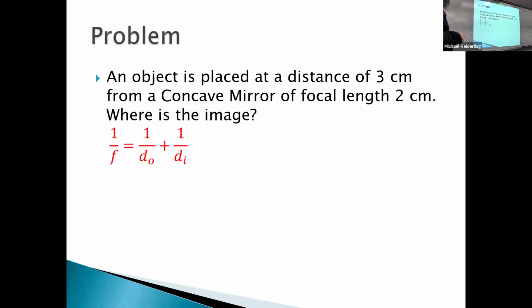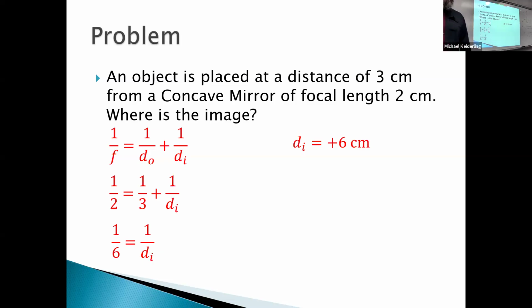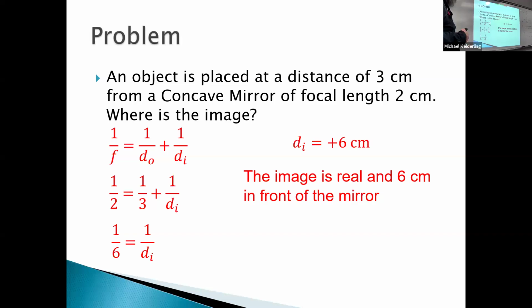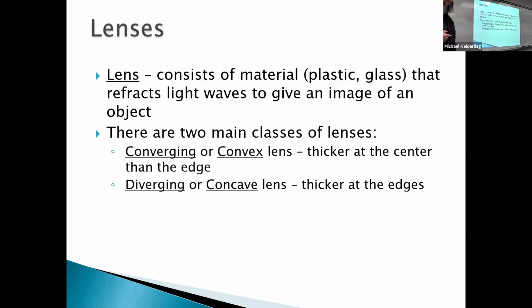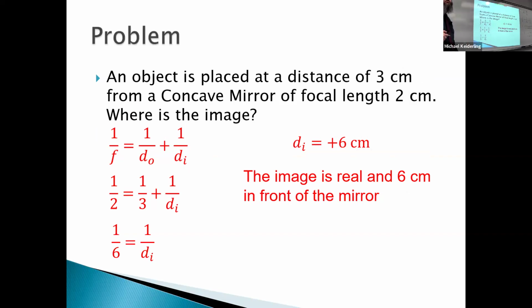So 1 over the focal length equals 1 over the distance to the object plus 1 over the distance to the image. So 1/2 equals 1/3 plus 1 over the distance to the image. 1/2 minus 1/3 is 1/6. That equals 1 over the distance to the image. So the distance to the image is 6 centimeters. And it's positive. So this image is real and 6 centimeters in front of the mirror. Any questions?